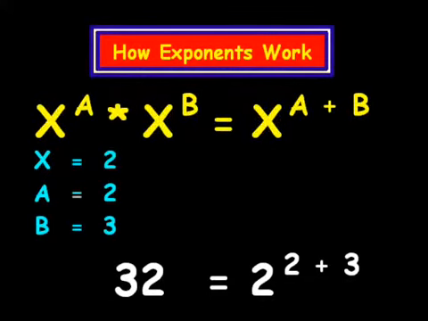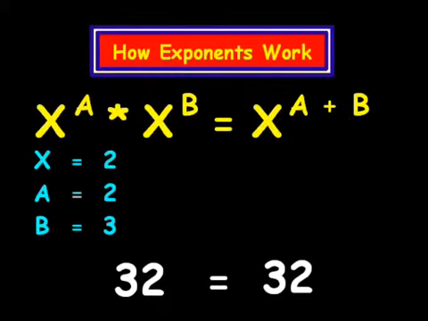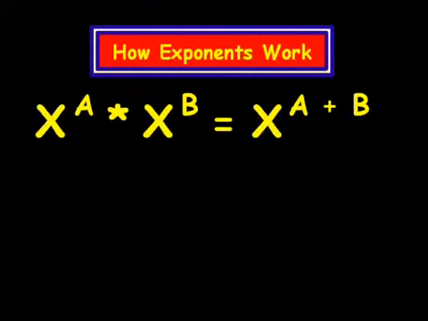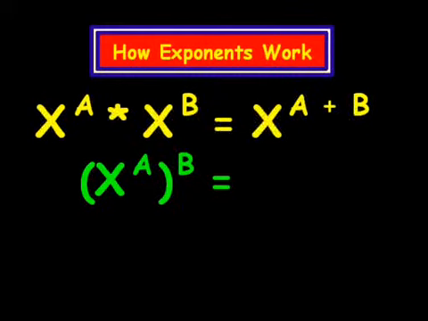Now on the right side of the equation, we're going to simplify. 2 to the 2 plus 3 is simply 2 to the 5th. 2 times 2 is 4, times 2 is 8, and then times 2 is 16, so that's to the 4th power, and then 16 times 2 is 32, which will get us to the 5th power. Then we have 32 equals 32, and that is essentially the concept of how you would do that particular one right there.